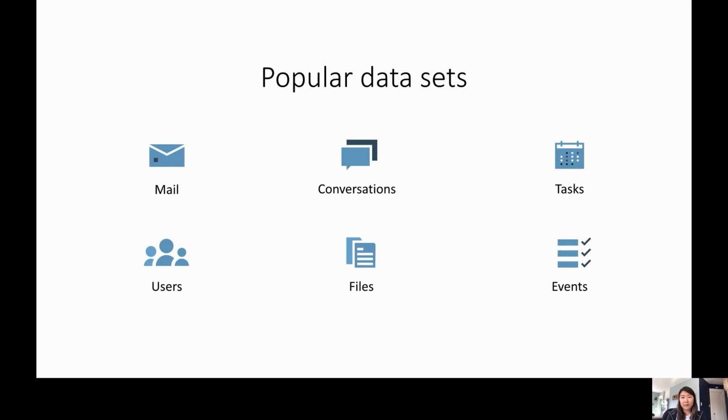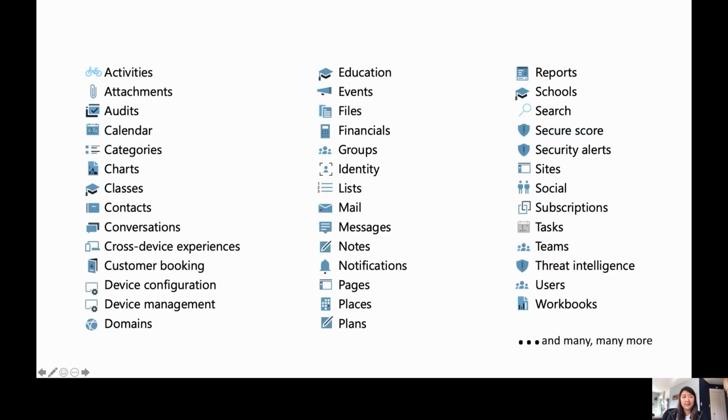In terms of data available in Microsoft Graph, there are several very popular data sets that we see a large number of applications integrate with. These are the data sets that I was talking about: mail, conversation, tasks, users, files, and events. And remember, I mentioned that there are over 2,000 APIs in the graph. Well, here are some of those data sets listed. And each of them comes from a particular product or service in Microsoft 365.